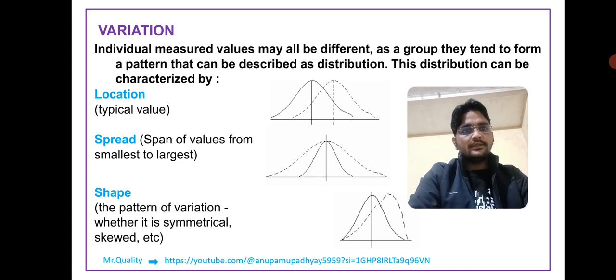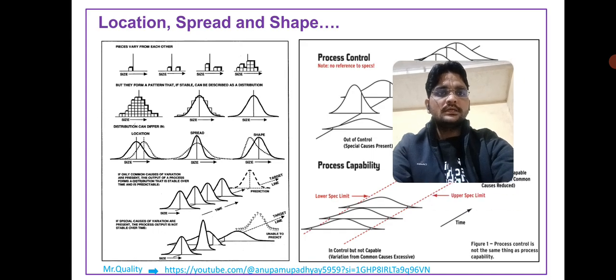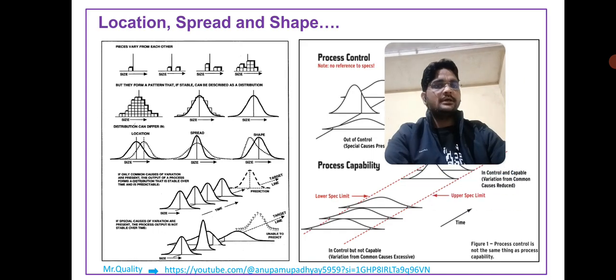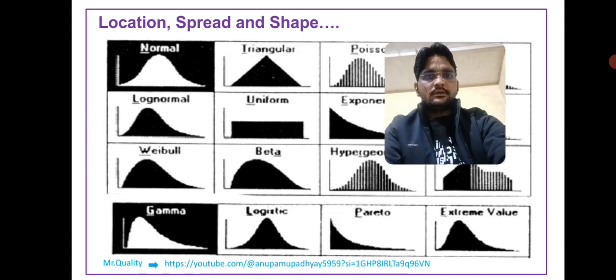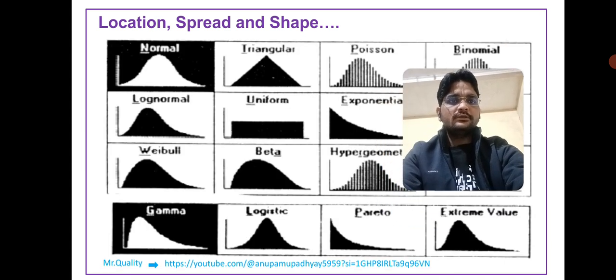Span means the range of the values from smallest to largest, known as spread. And shape is actually the pattern of variation, whether it is symmetrical, positive skewed, negative skewed, cyclic, or continuously increasing or decreasing. That tells about the shape of variations, meaning patterns of variations. These are other examples of location, spread and shape of the variation. This is another example of location, spread and shape.